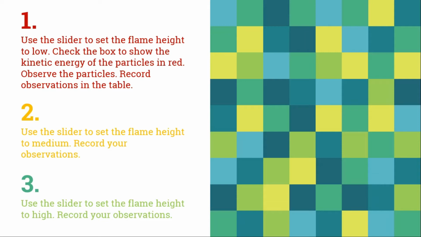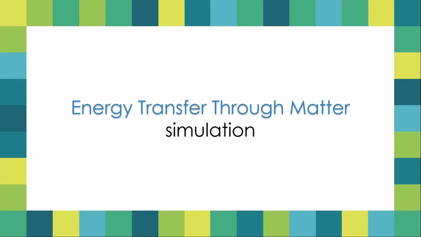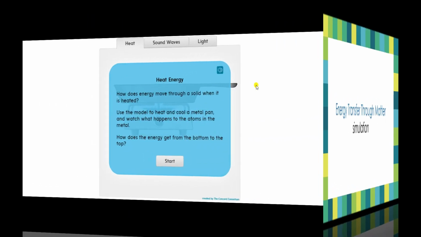Then in our second case, we're going to use the slider to set the flame height to medium, and then we're going to record your observations. At last, you're going to use the slider to set the flame height to high, and then you're going to record your observations as well. All right, so let's take a look now at our simulator.